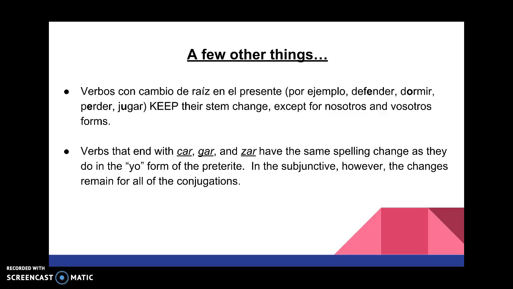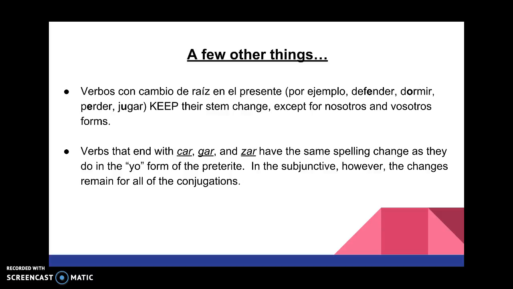So you keep your boot for those of you who are very visual. If you have to conjugate or work with or visualize a stem-changing verb in the present subjunctive, it may be helpful for you to draw that boot around the verbs that do have the stem change and leave the ones that don't have the stem change out.